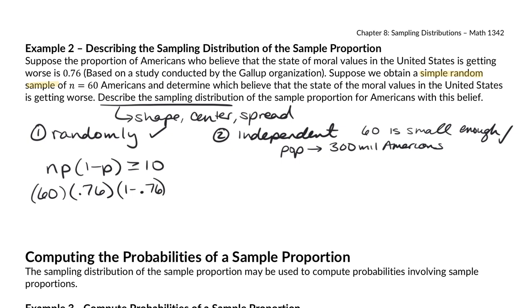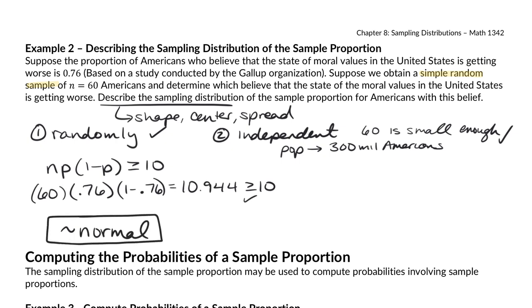In your calculators right now, what is 60 times 0.76 times 1 minus 0.76? I would use the number of parentheses I did. We'd get 10.944. Is that greater than or equal to 10? Yes. If the number we get right there is greater than or equal to 10, the sampling distribution of p hat is going to be approximately normal. That's the first question. That's the shape. Approximately normal.